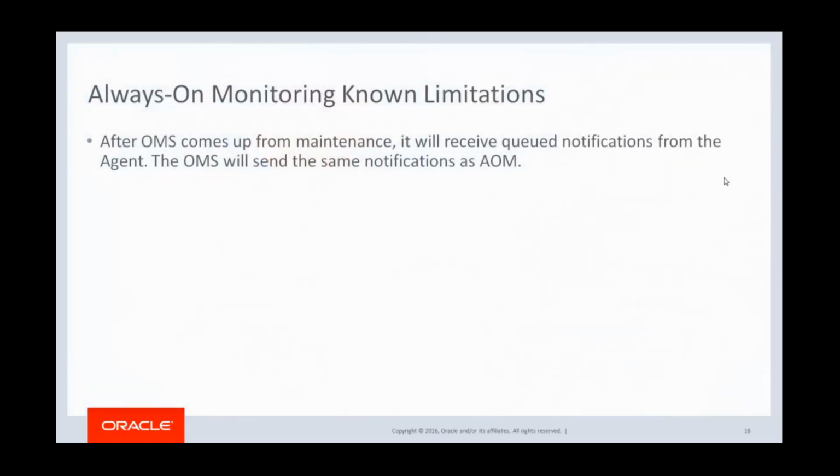The first limitation we have: after OMS comes up from maintenance, it will receive queued notifications from the agent. The OMS will send the same notification as AOM. This happens because the agent queues up the alert information when OMS is down and flushes it out to OMS once it is back. So during the Enterprise Manager downtime, AOM will send notification if anything bad happened to that server. And once OMS is back in service, OMS will send the same notification to administrators. So basically, you end up having duplicate messages. This is the first limitation.